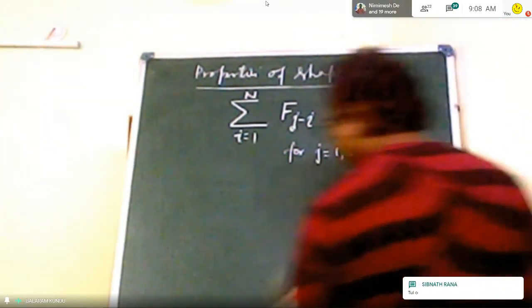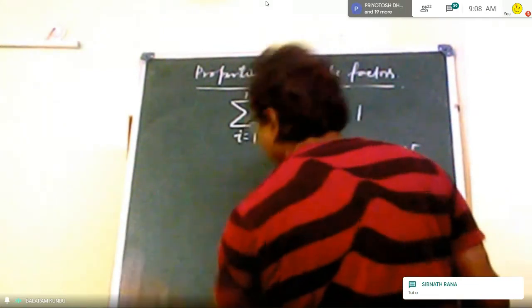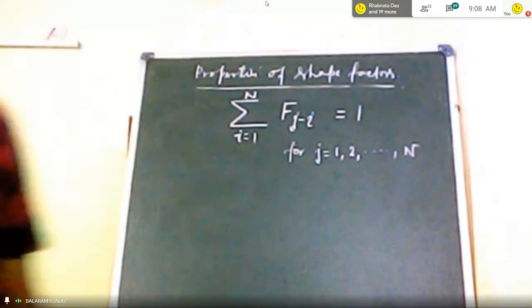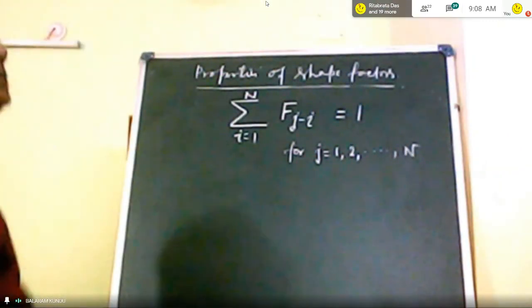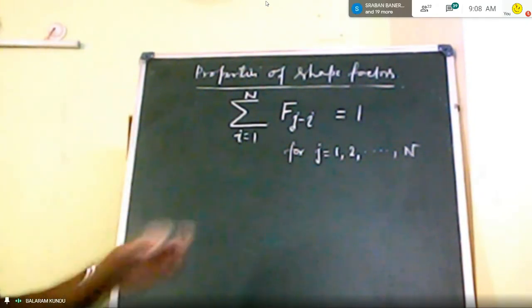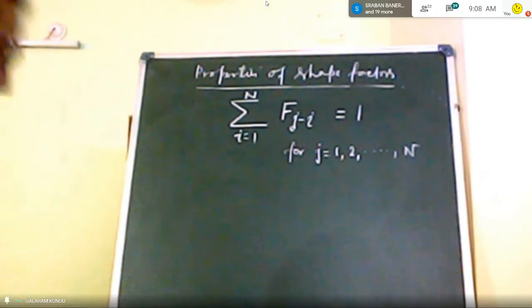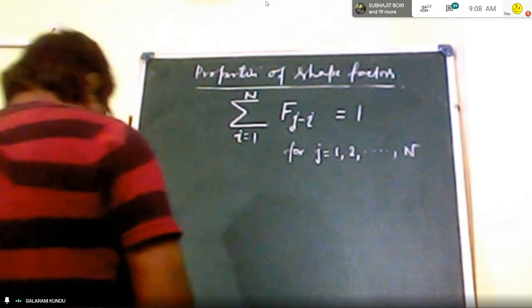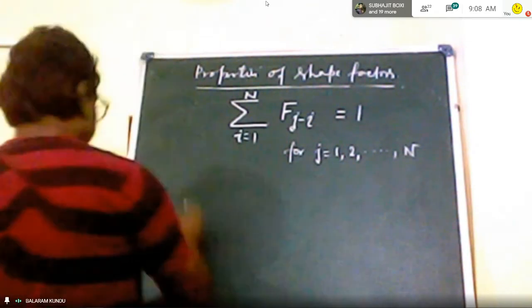This is one property of shape factor. Another property I have mentioned is shape factor algebra. This property can be obtained from the properties of the reciprocity relationship and the summation rule. So how can we get the shape factor algebra?